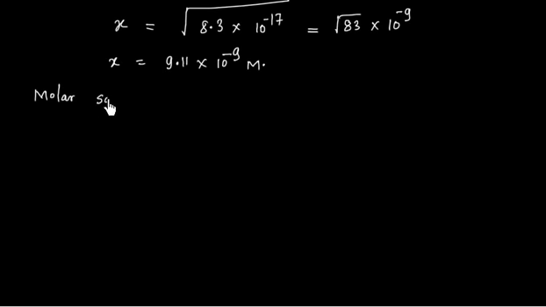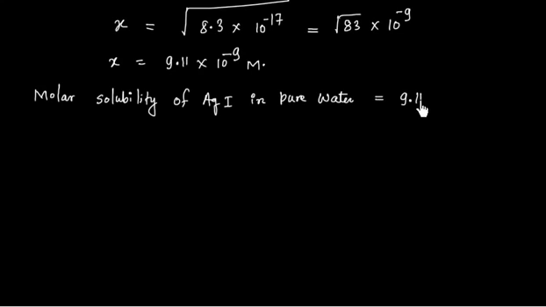So the molar solubility of AgI in pure water will be 9.11 into 10 to the power minus 9 mole per liter.